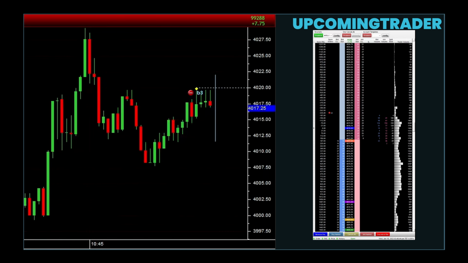Now, let us talk about single prints. These happen when price moves quickly through a range and does not spend much time at each level. These areas can be important later because if price comes back, they might act as support or resistance.